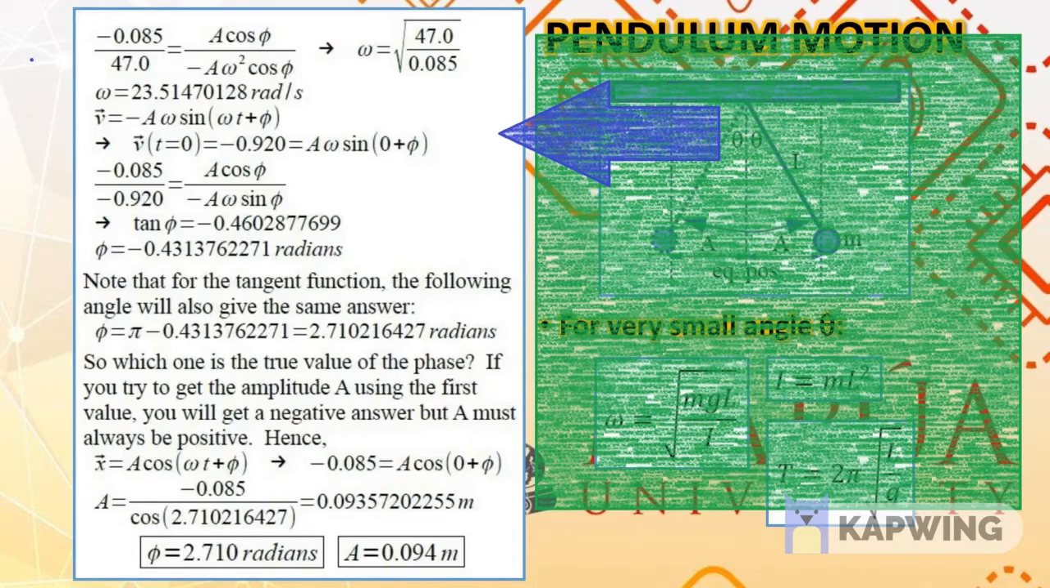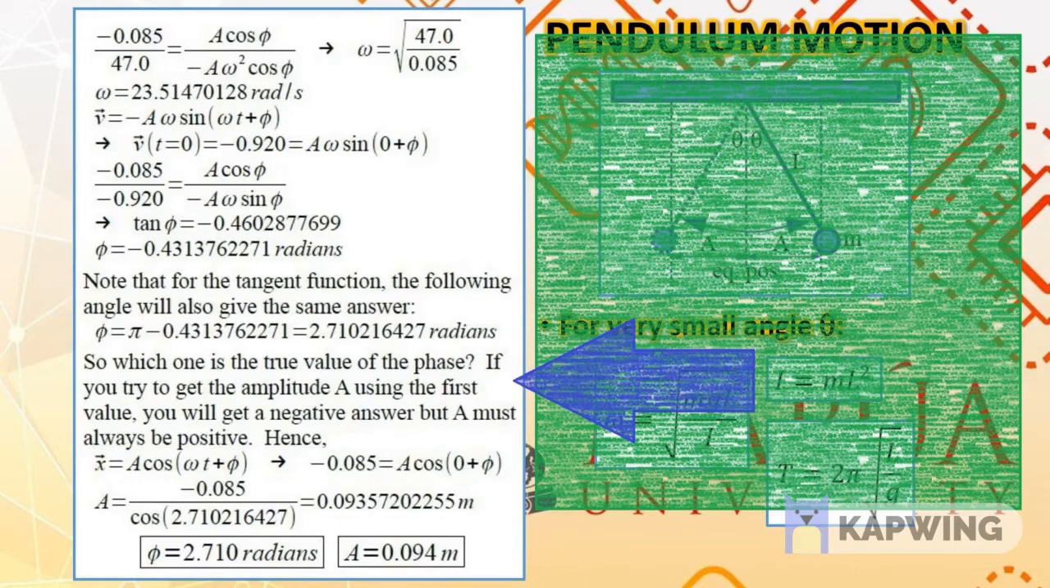Dividing the equation of x by the equation of a, we see that the only unknown left is angular frequency. We calculate omega to be 23.51470128 radians per second. We do the same thing with the position function and velocity function, and we are able to get the following equation. Tangent of phi is equal to negative 0.4602877699. Getting the inverse tangent gives us the phase constant.